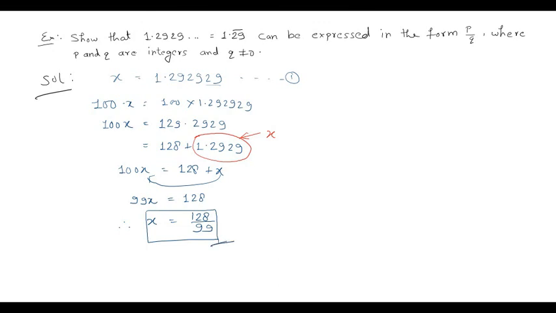We can also verify it in the reverse process: divide 128 by 99, and we will get 1.29299... So here 1.2929... can be expressed in the form p by q, that is 128 divided by 99. So there is one more example.